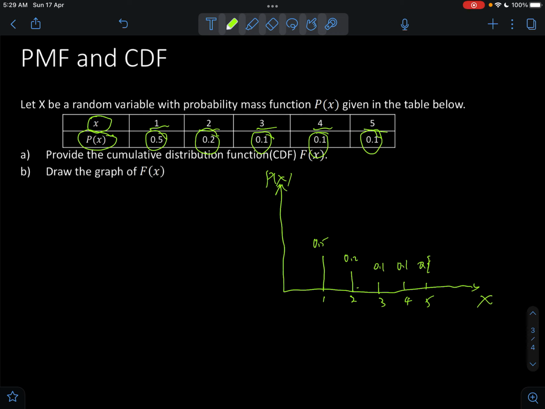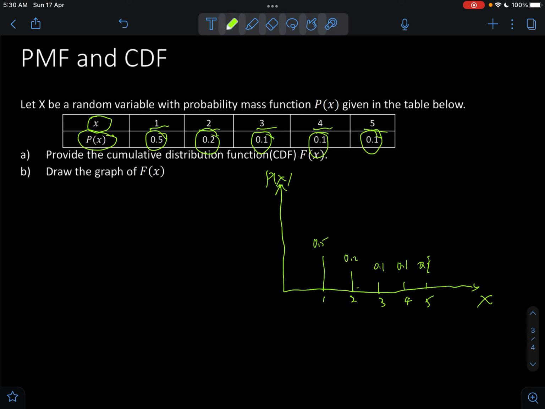For a valid PMF, we first need to fulfill that for all values of X, the probability must be non-negative. Based on this graph, we see that for all possible values of X, it is always greater than or equal to 0. So we fulfill the first criterion. We also know that for a PMF to be valid, the sum of the probabilities over all possible values of X must equal 1. So 0.5 plus 0.2 plus 0.1 plus 0.1 plus 0.1 equals 1. Hence, this is also verified, and it is a valid PMF for random variable X.